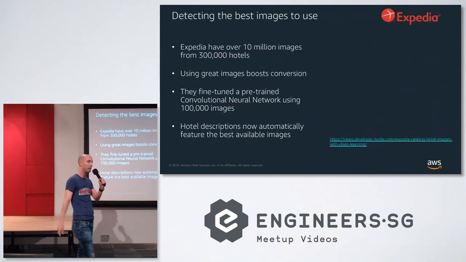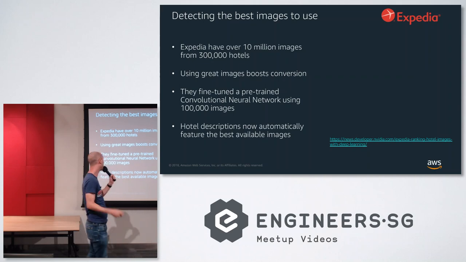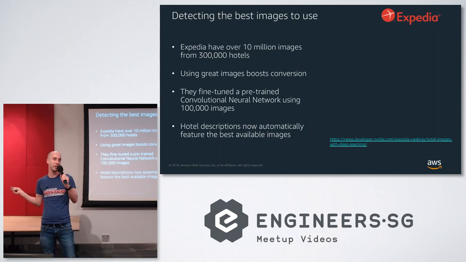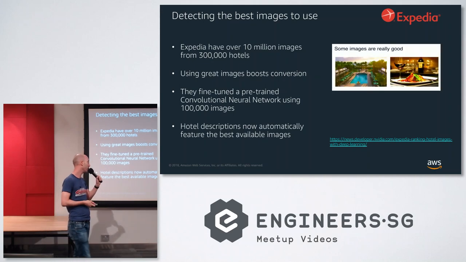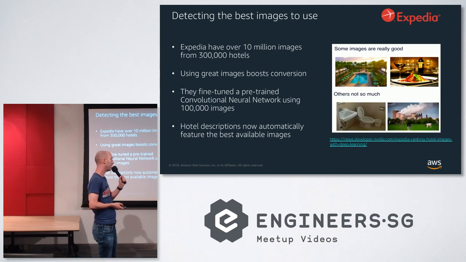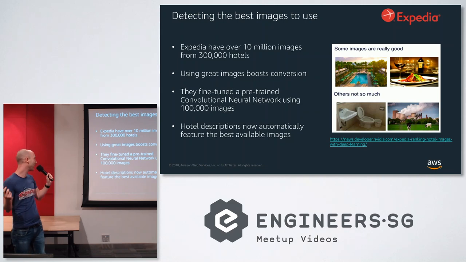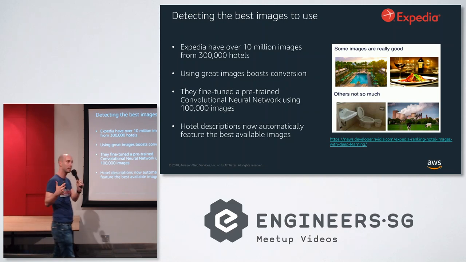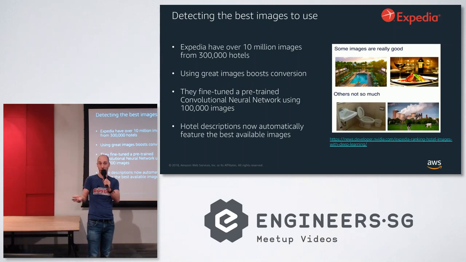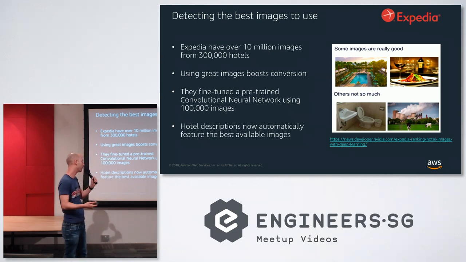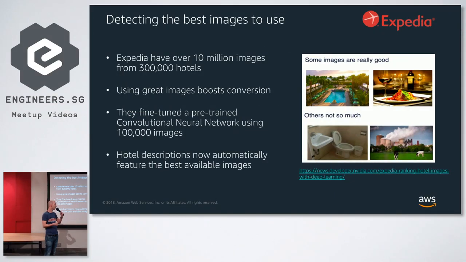Take Expedia, hotels.com, for example. What they realized was some images of hotel rooms are really good for getting people to book, and some are not so good. And so they trained models using transfer learning, the same concept that we did today, to help them predict which types of images would convert better.